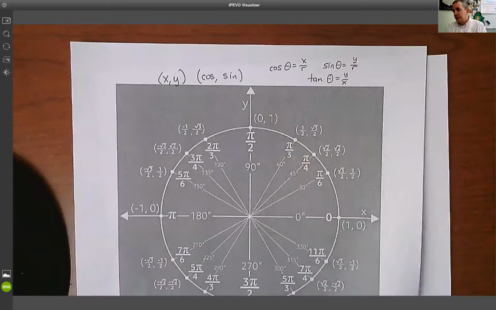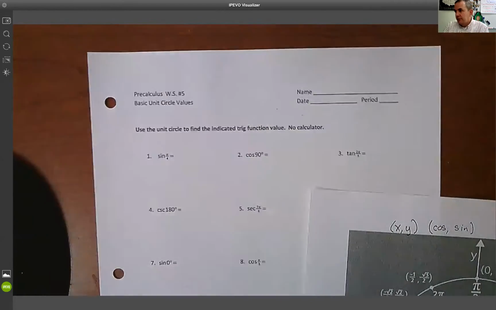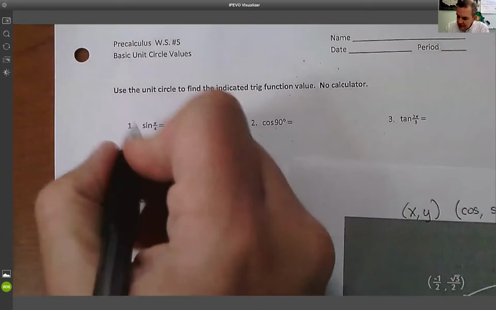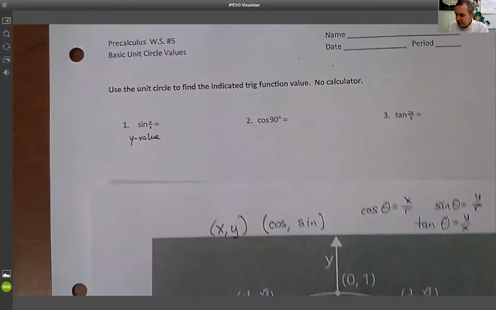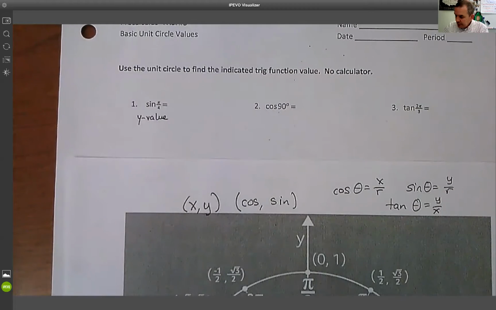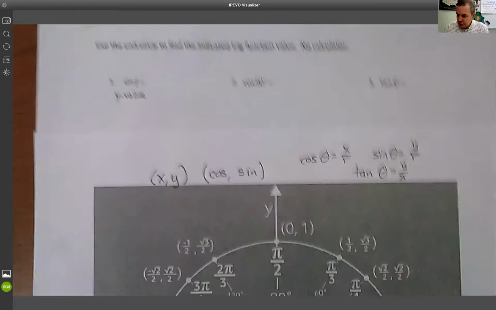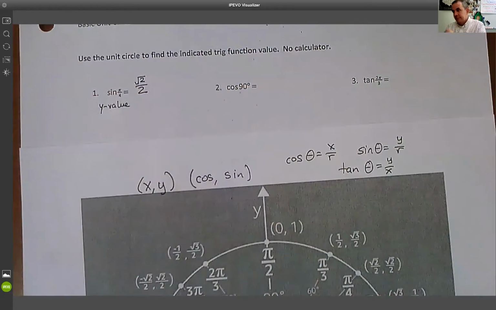So now you're going to just have questions, and the questions are going to all look very similar. It's going to say, for example, the first one says, what is sine of pi over 4? Well, sine tells me I'm looking for a y value because y values are sine. So I'm going to go find pi over 4. I'm going to find the y value of pi over 4. So in this case, there's pi over 4. The y value is root 2 over 2. The answer is the square root of 2 over 2.